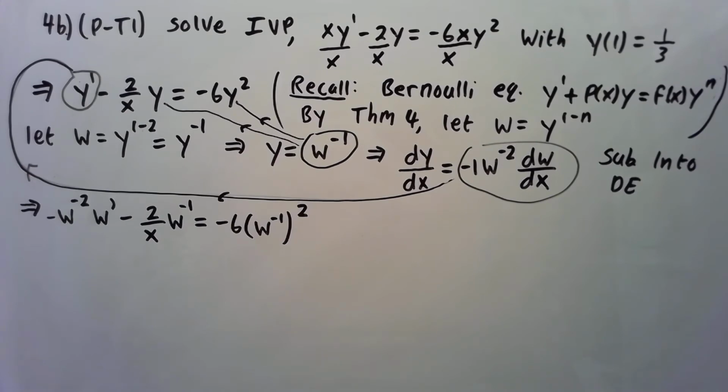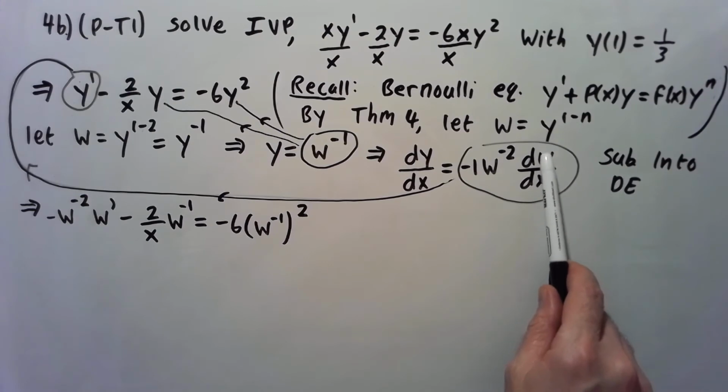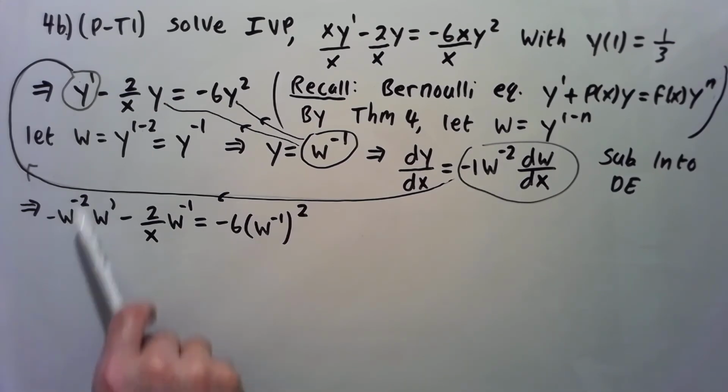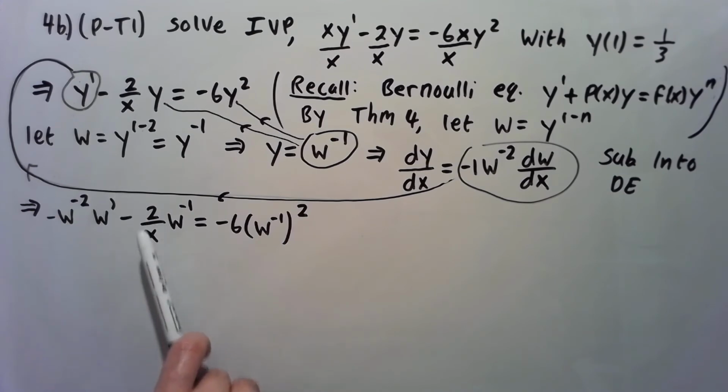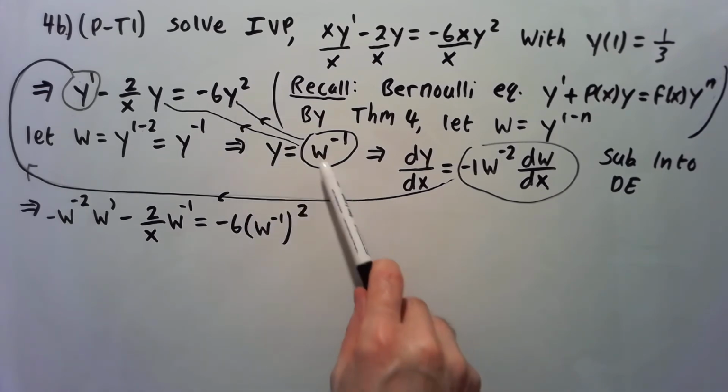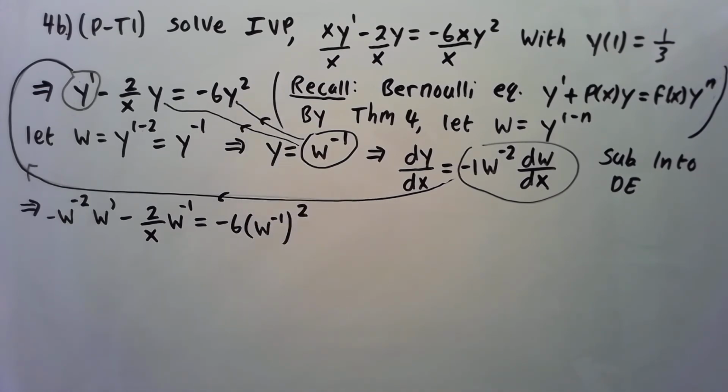So making substitutions, again in place of y prime, I'm going to write this. Now in place of dw/dx, I'm just going to write w prime. It's going to be minus w to the minus 2 times w prime for this guy. That's my y prime. Then minus 2 over x times y, but y here is w to the minus 1. That would be minus 6 y squared, where y is w to the minus 1, squared.